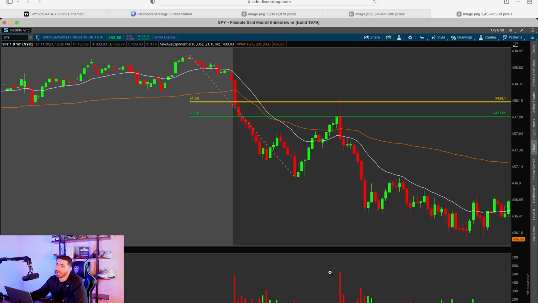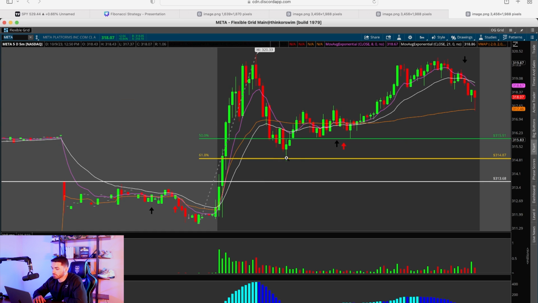So again, the higher volume isn't always necessary, but 95% of the time it's going to be present, and it makes the setup so much higher probability when you have that elevation in volume at that key fib level. And then I'll just show you guys one more example of a trade that I ended up taking on Meta a while ago. Same thing.